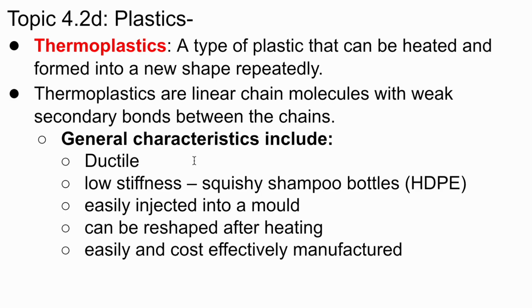Their general characteristics are they're ductile. So you have to remember what ductile means. It means it can be drawn into a wire. They have low stiffness. If you think of a shampoo bottle, which is high density polyethylene, that's HDPE. They're easily injected into a mold, they can be reshaped after heating, and they're easy and cost-effective to manufacture.